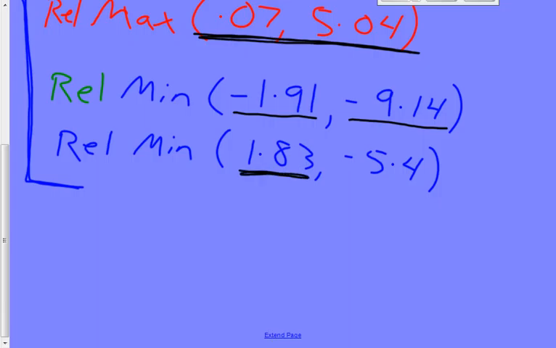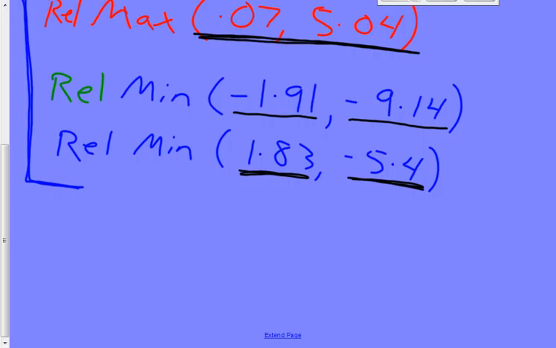Positive 1.83, negative 5.4. So that's going to be our assignment when you get to class tomorrow, is to find those 3 things: your zeros, your relative maximum, and your relative minimums. Be sure to ask me questions if you have them, as far as maybe pressing the right button on your calculator, in what order, whatever the case might be.